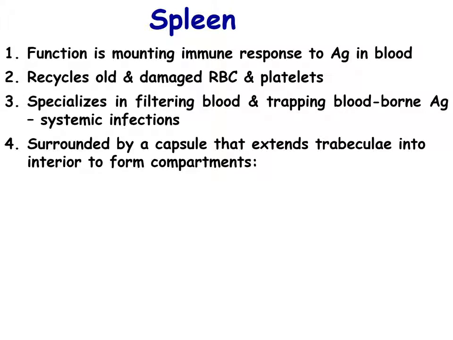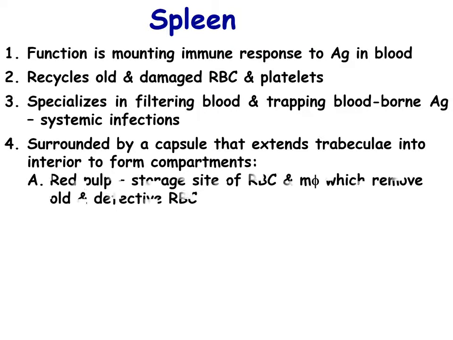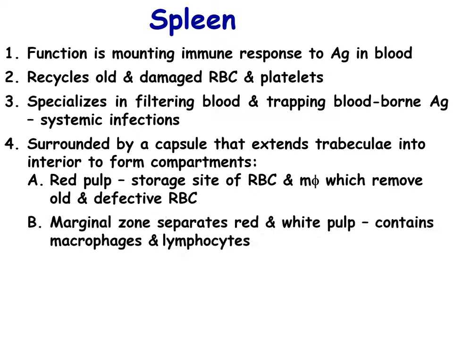It too has a capsule around it like the lymph nodes and has trabeculae forming inner compartments. You have the red pulp, which is a storage site for red blood cells. I apologize for this old abbreviation that I used here. This is for macrophage. That's a Greek thingy. So every now and then I forget about that, and I put in one of my old abbreviations. Anyway, macrophages are there to help remove the old and defective red blood cells.